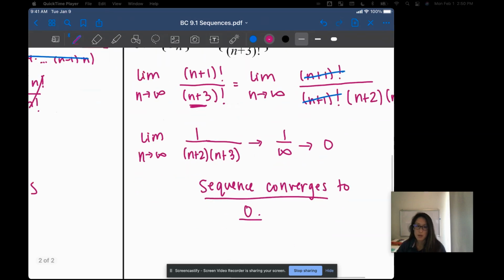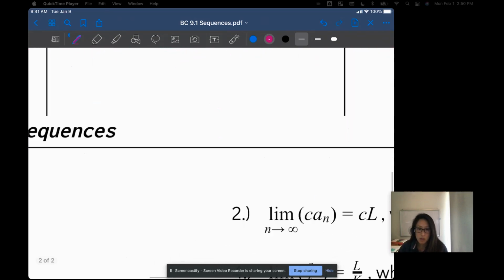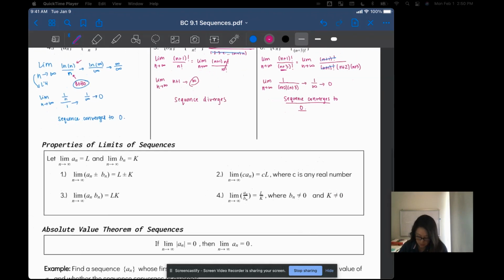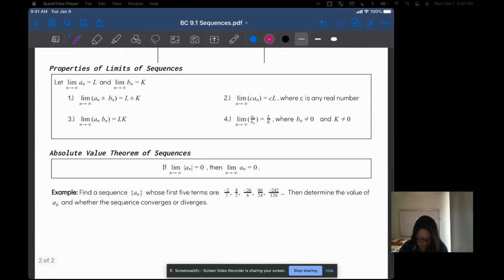Okay, last problem. So we have just some properties about sequences I'm just going to state them. They're kind of intuitive. So if we have the limit as n goes to infinity of a sub n and it equals L, and then the limit as n goes to infinity of b sub n and it equals K, well, then the limit of the two sequences added or subtracted together gives me the limits added or subtracted together.